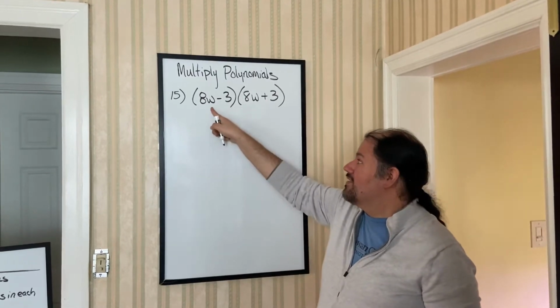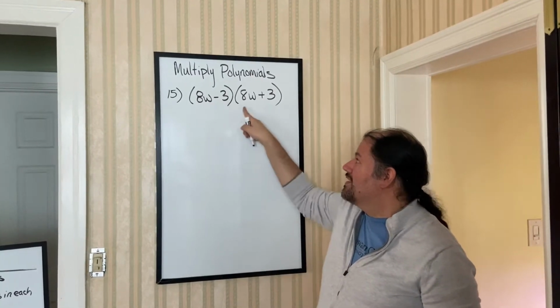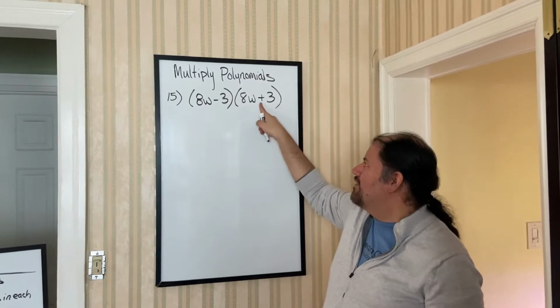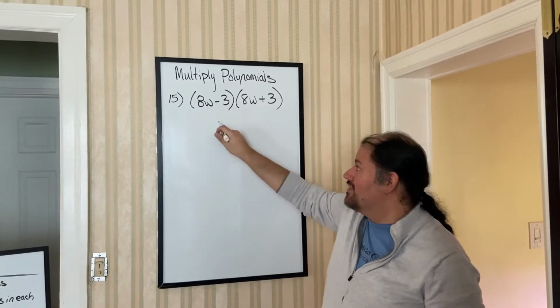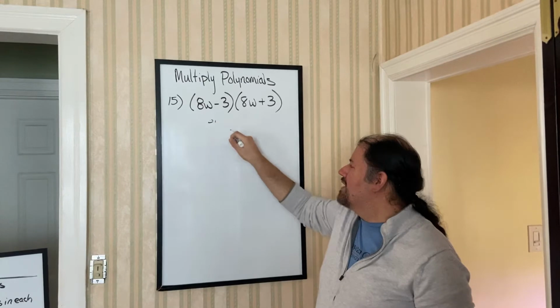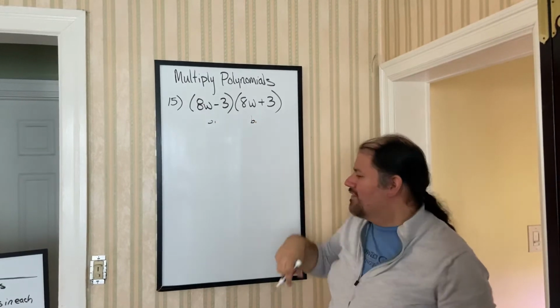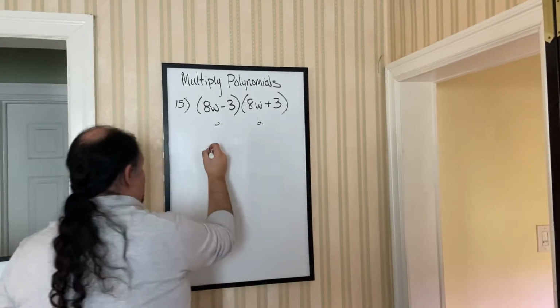Notice it has two terms. It's a binomial, and this is also two terms, binomial. Remember, the plus and the minus separates the two terms. Because this is a binomial and this is a binomial, we're going to draw our big rectangle.